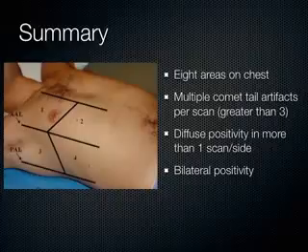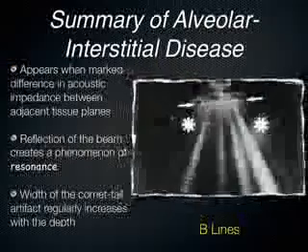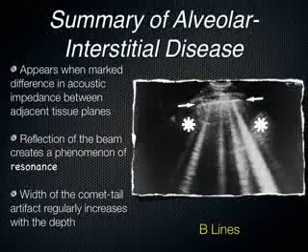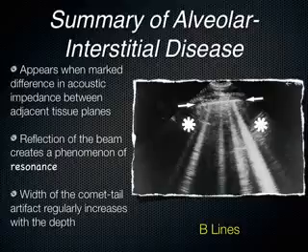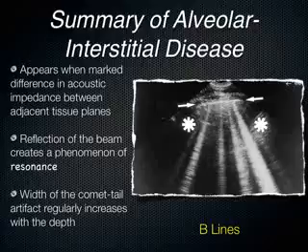And with pulmonary edema, you're expecting bilateral positivity. The stars represent the rib shadows. The pleural line is where the arrows are, and just another example of what comet tails look like. Reminder that the comet tails are an artifact. They're just because there's resonance set up at that interface between air and water, that sound wave just reverberates infinitely and creates this vertical artifact.